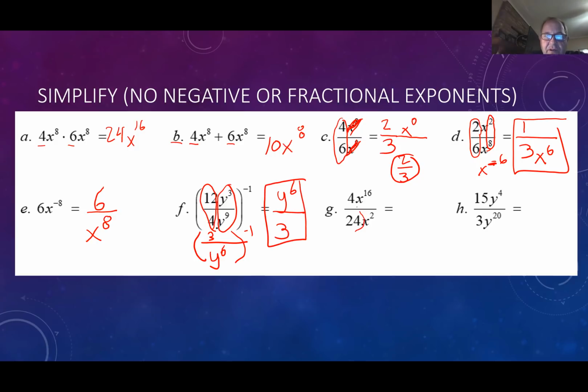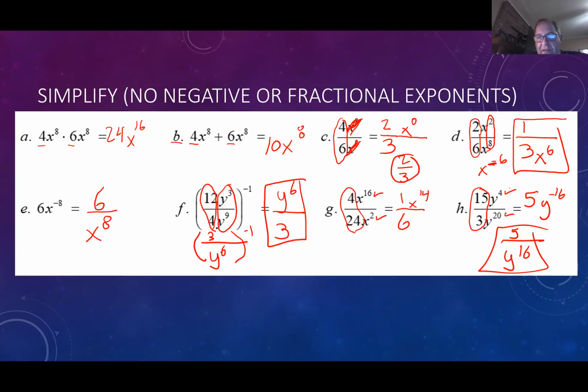Okay, letter G, we have 4 over 24, which reduces to be 1/6. And then 16 minus 2 is 14. And again, every time you subtract the powers, always put that answer in the numerator. Letter H, we've got 15 over 3, which is a 5. And if I go the old way and subtract the powers, 4 minus 20 is -16, which I would need to make it positive by placing it in the denominator, right? Or you could have noticed at the very beginning that there are 16 more y's in the denominator than the numerator, and that's why that works out.